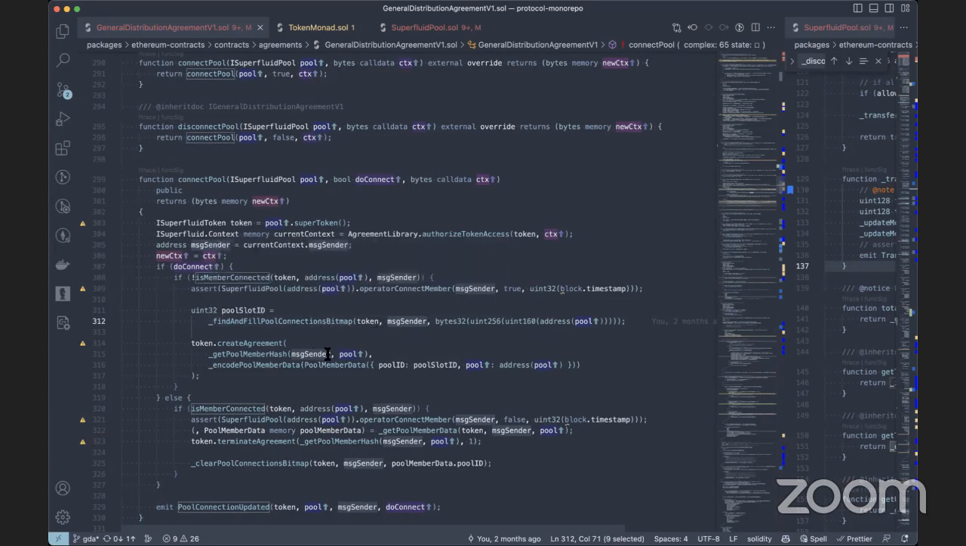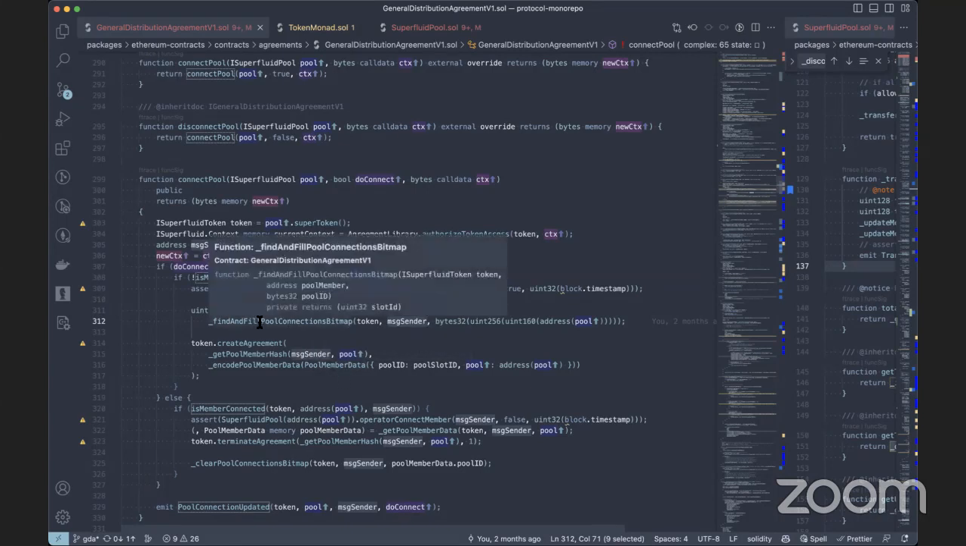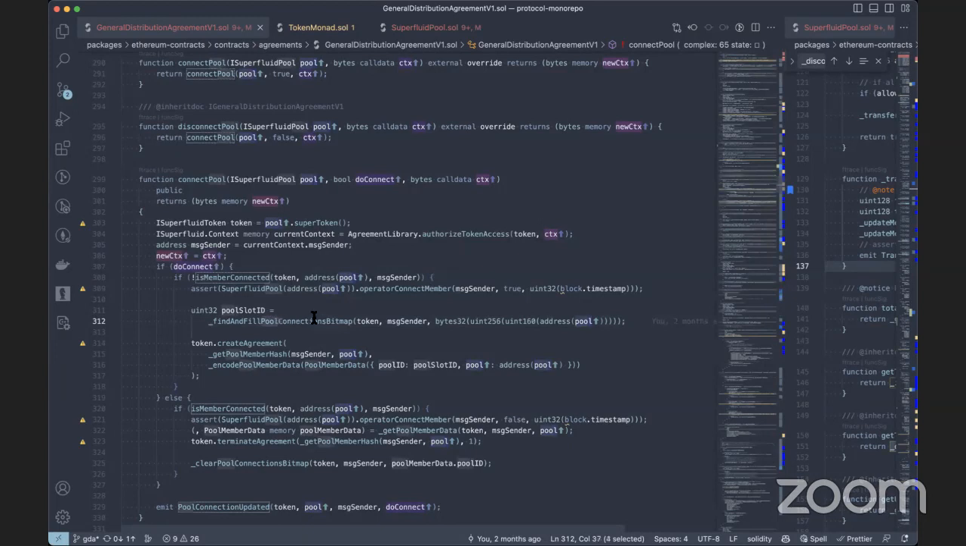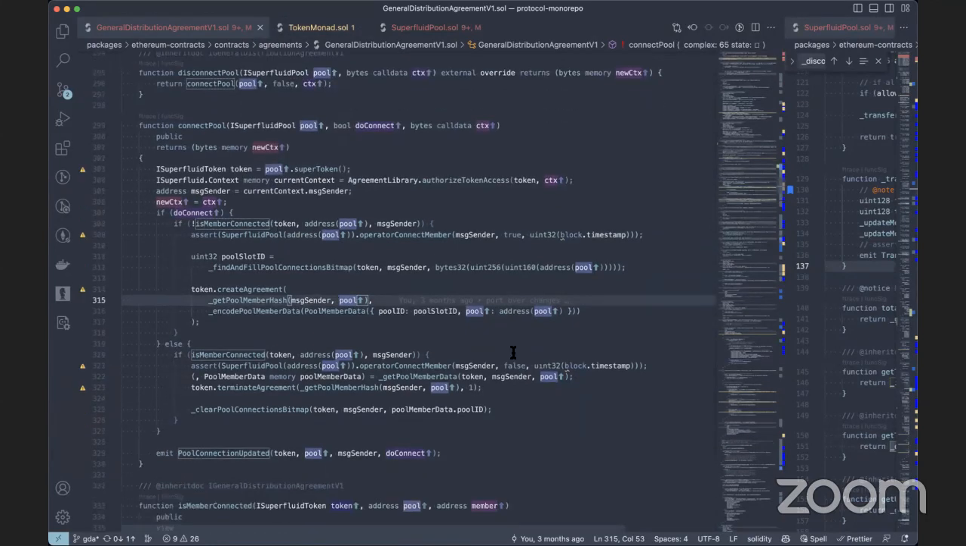So this is using the exact same pattern as IDA, where we find and fill, before it was the slots bitmap connection. And we just create this agreement here for the pool member and pool. And in the disconnect case, it's the opposite. You terminate the agreement and remove this connections bitmap, and they will no longer have the real-time balance counted here.